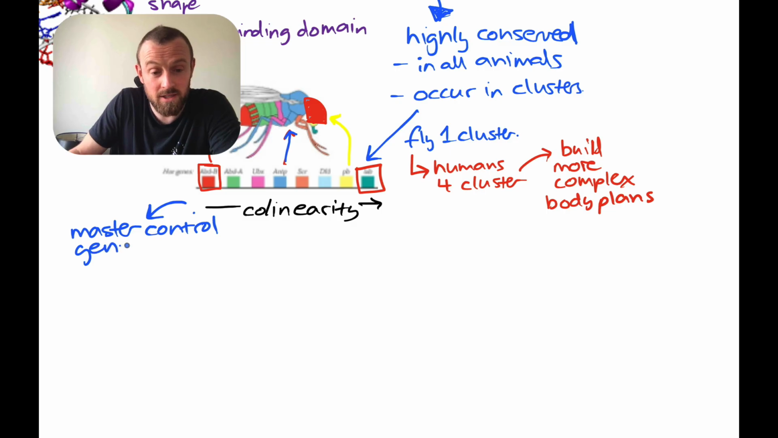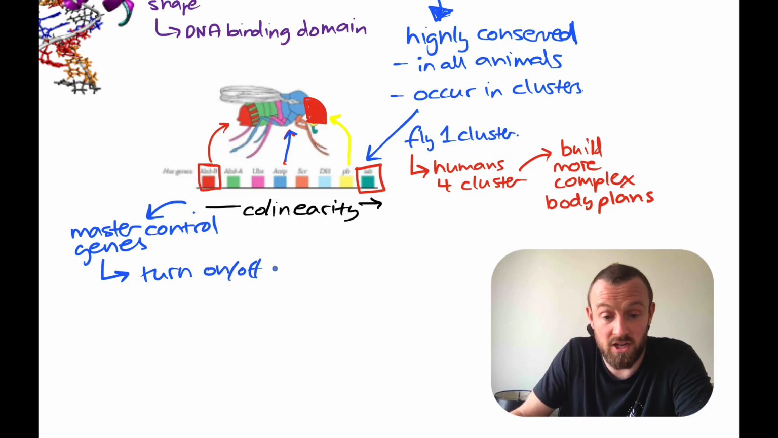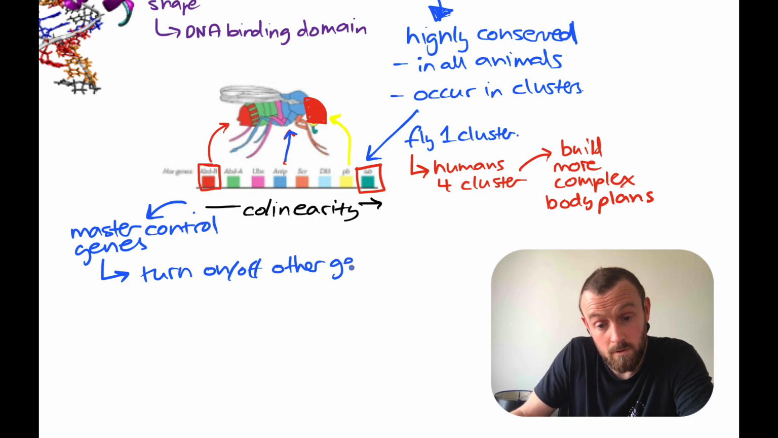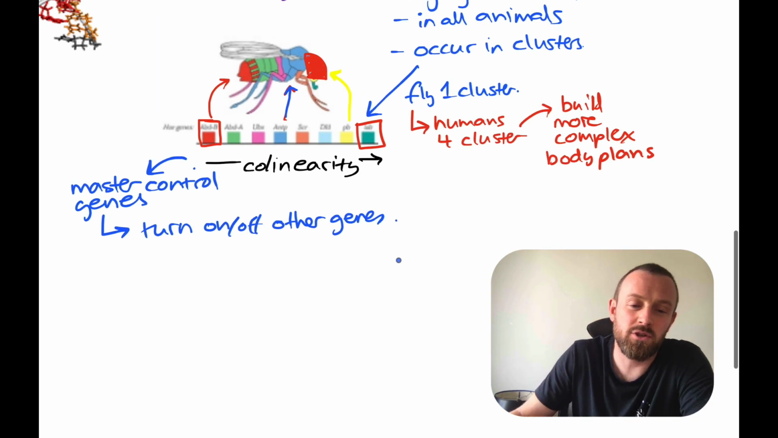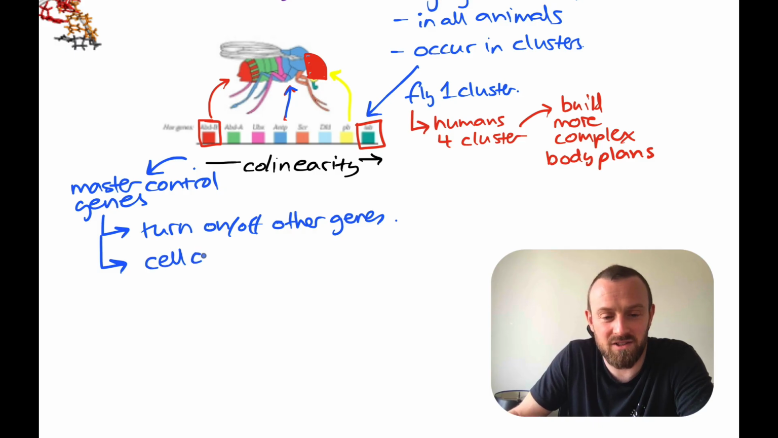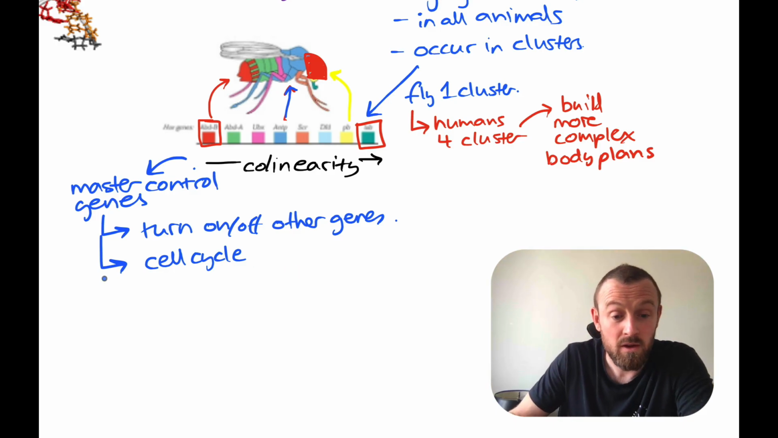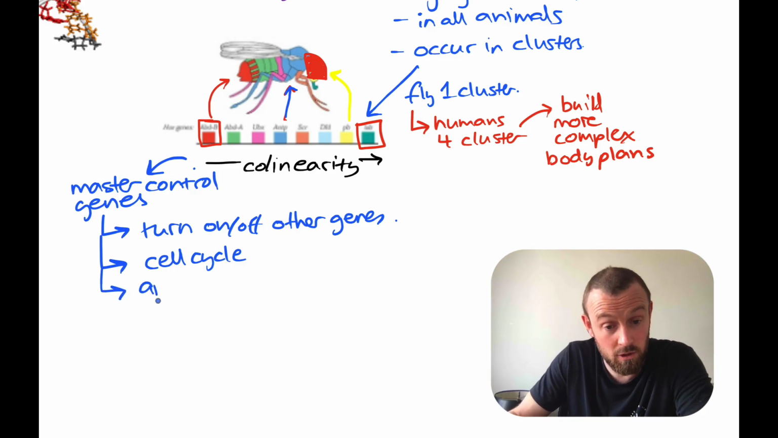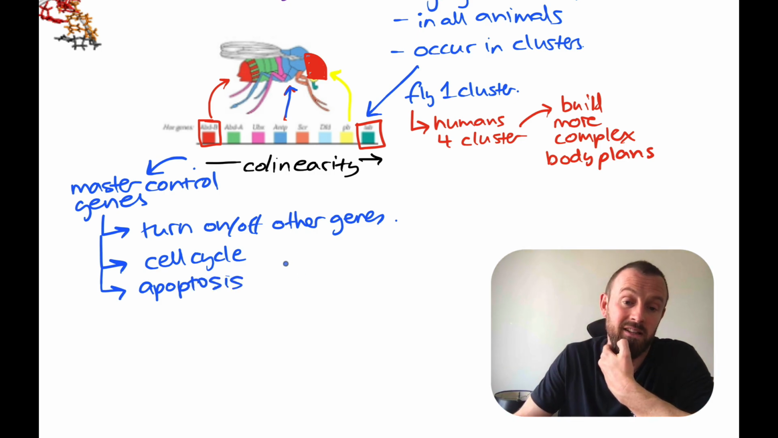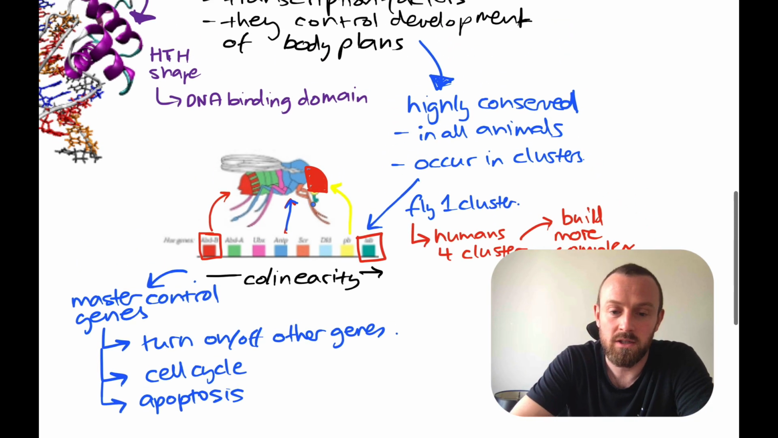So how do they actually do this? How do they control so much stuff? Well, they turn on or off other genes, and they do this by regulating the cell cycle to make cells divide more quickly or more slowly, to control the rate of growth. They can control apoptosis, which we're going to look at in a second. So they can cause programmed cell death, and they control gene expression. Okay, so that's pretty much all you need to know about Hox genes.